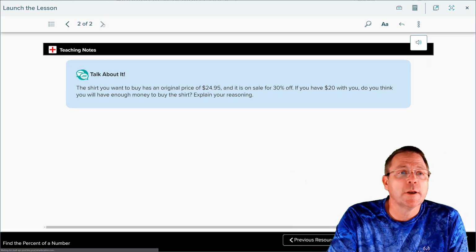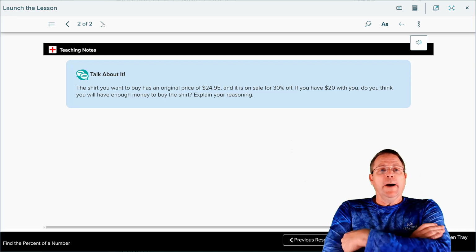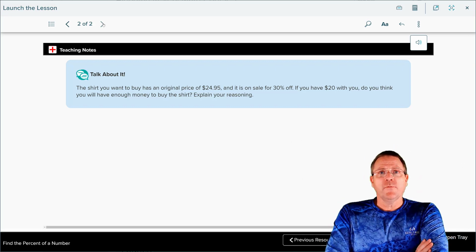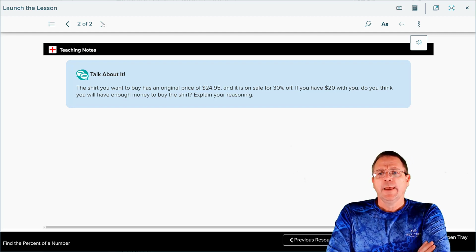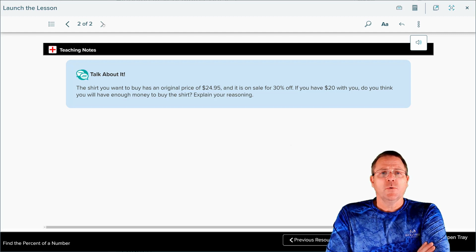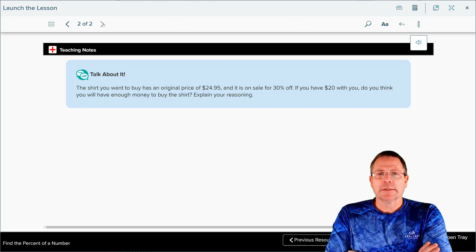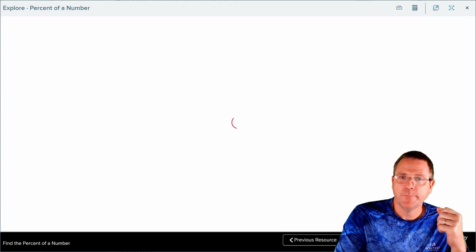Let's keep moving here. The shirt you want to buy has an original price of $24.95. It's on sale for 30% off. If you have $20 with you, do you think you're going to have enough money to buy the shirt? Explain your reasoning. This is the kind of problem that you are going to be solving in this lesson. Let's keep going.